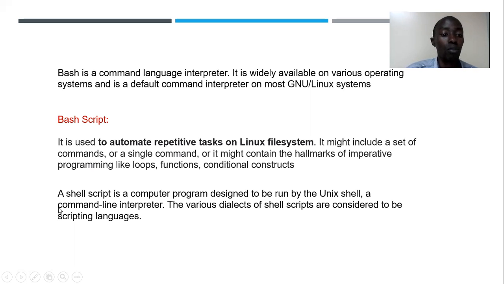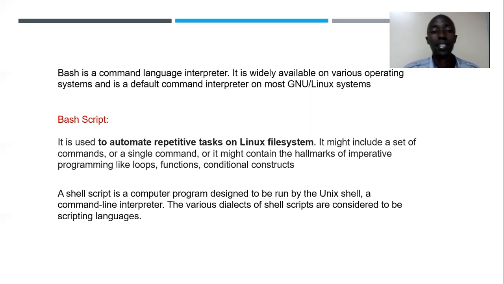Another good point is, what is a shell script? A shell script is a computer program designed to be run by the Unix shell, a command line interpreter. The various dialects of shell scripts are considered to be scripting languages. Remember, I said that we had different types of shell scripts, but the current default one is the bash script. Bash is an abbreviation which stands for born again shell.